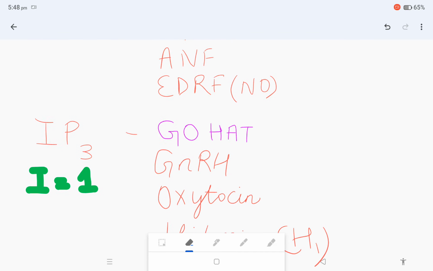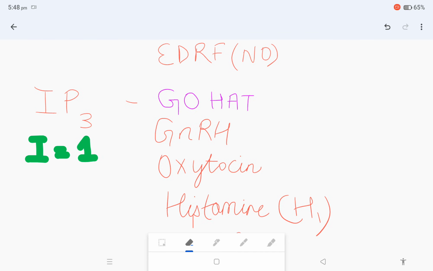Then IP3. IP3, we have the mnemonic GO hat. In the cyclic AMP it was GC hat. C was coming there. And here in the IP3 we have GO hat. So from G we have gonadotrophin releasing hormone, and linked with the gonadotrophins only we have oxytocin. Gonadotrophin releasing hormone and oxytocin.